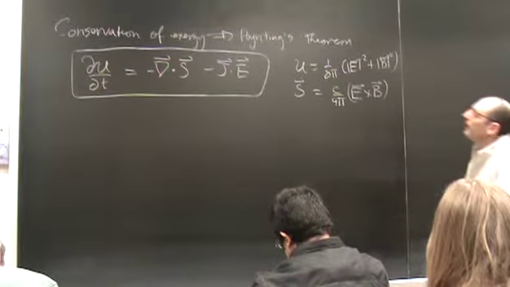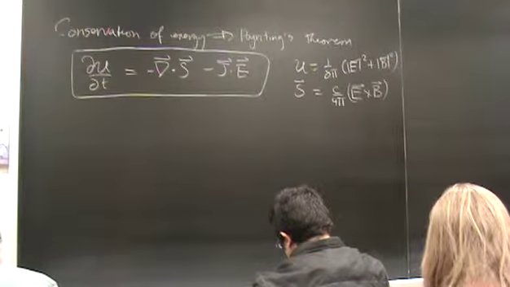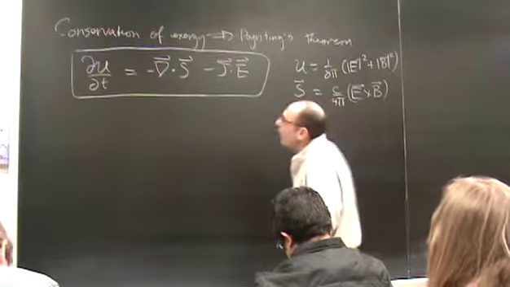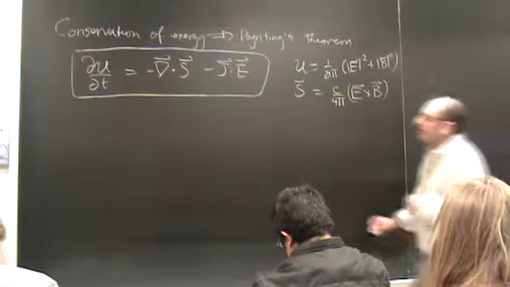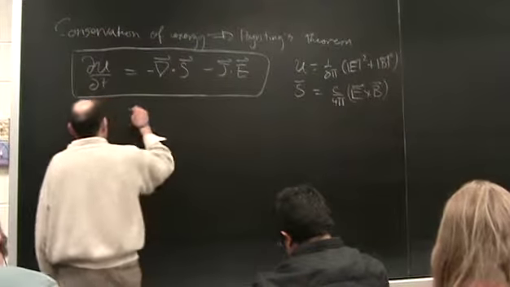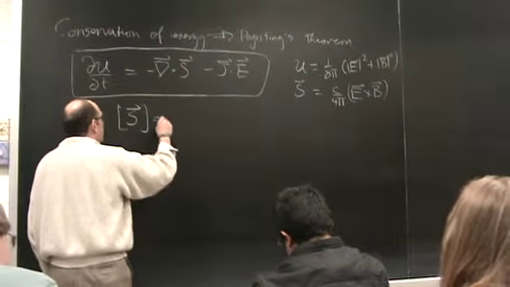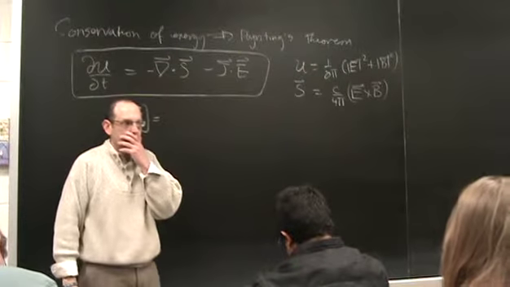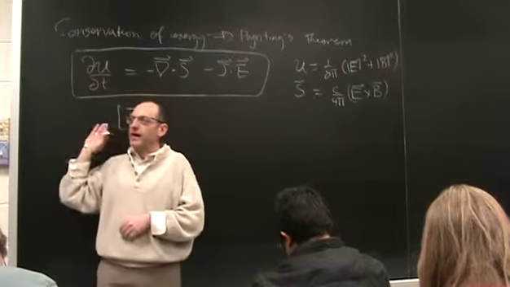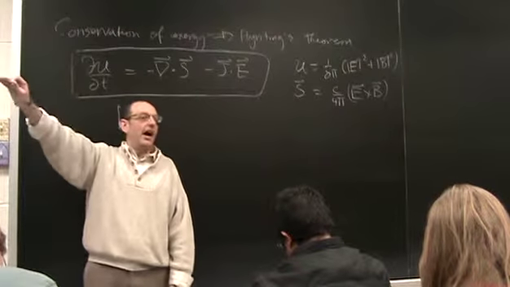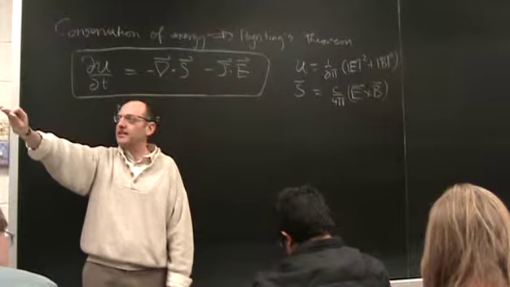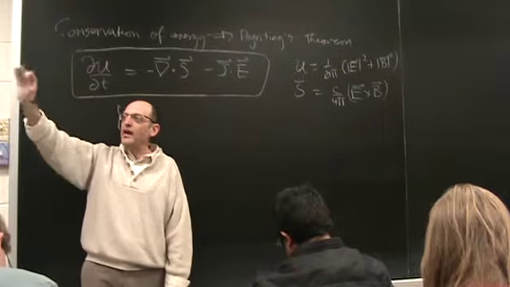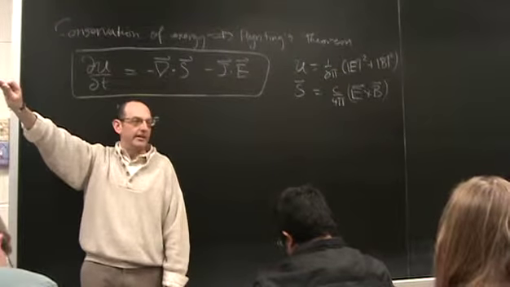This is the equation that describes the local creation, destruction, or flow of electromagnetic energy. And the Poynting vector, first of all, what are the units of the Poynting vector? Well, the Poynting vector is the flux of stuff, the flux density. So the stuff here is energy, and it's the rate of flow of stuff per unit area, right?